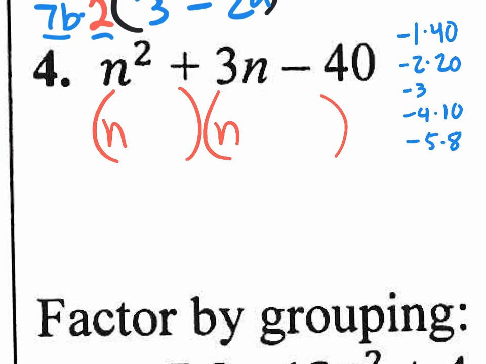Which pair of numbers combines together to give you the middle value? Yep, negative 5 and 8. And you don't have to change any signs, because if you actually add negative 5 and 8, you will get a positive 3, so you're ready to go. That's it. Minus 5 right there, plus 8 over there.